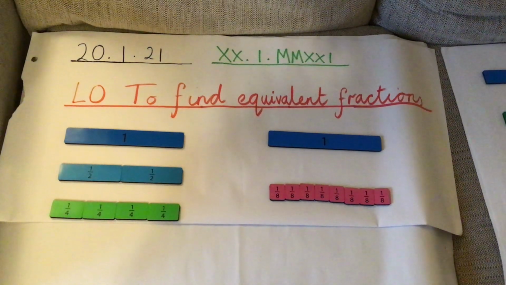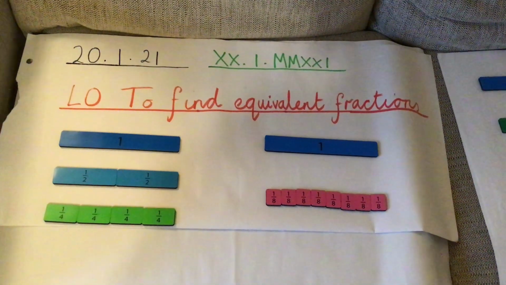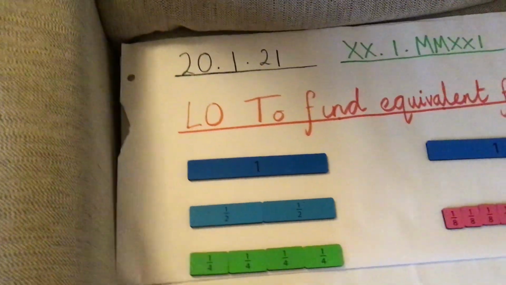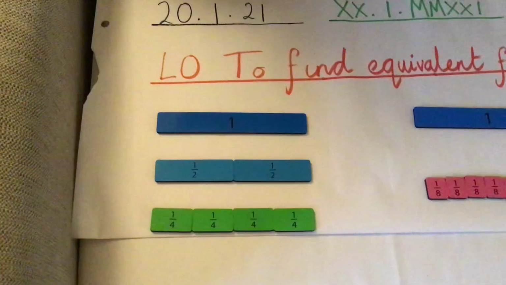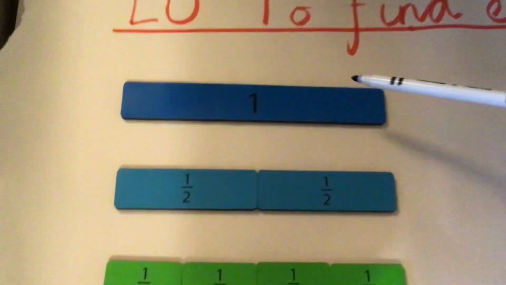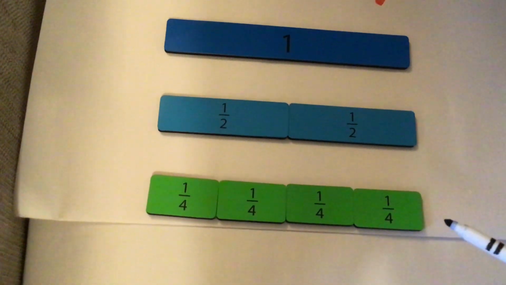This is the lesson for Year 4 pupils. Today we're going to find equivalent fractions. Okay, now I've got part of my fraction wall over here. I've got my whole, I've got 2 halves, and I've got 4 quarters.